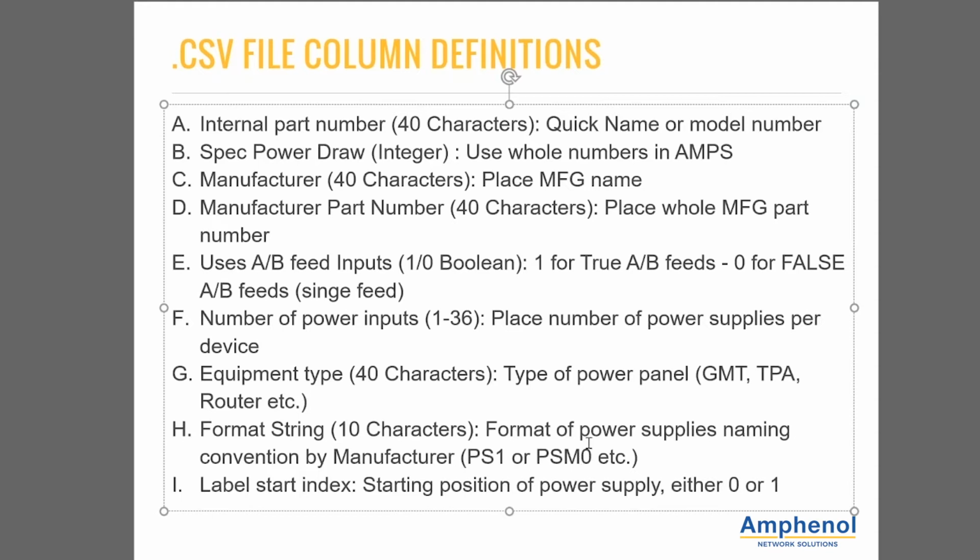And the same with the label start index, whether they start with 0 or 1, once again. So when we populate this in the controller, we'll start with 0 for your power supplies or 1, because we wouldn't want 12 power supplies and start with 1 if the manufacturer starts with 0. Otherwise, you're going to see 13 versus 0 through 11. Or it'd be 1 through 12 versus 0 through 11. So that is the CSV file.